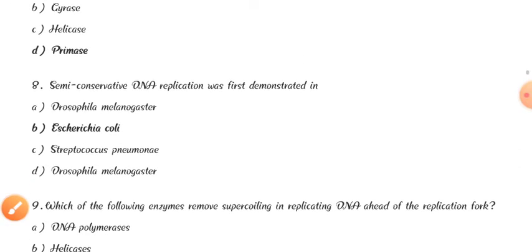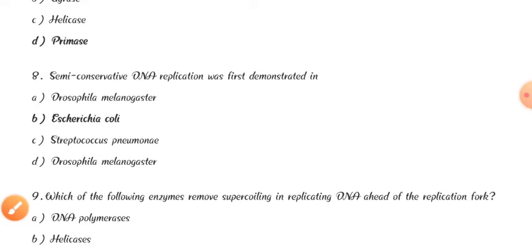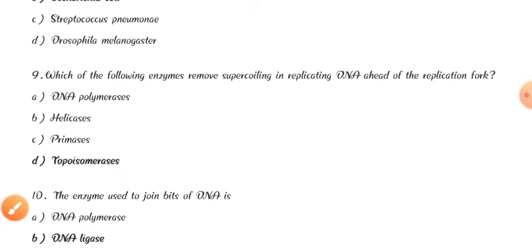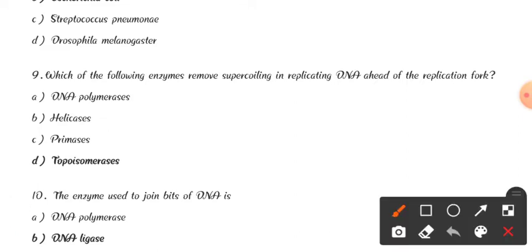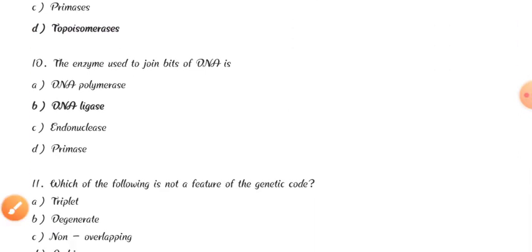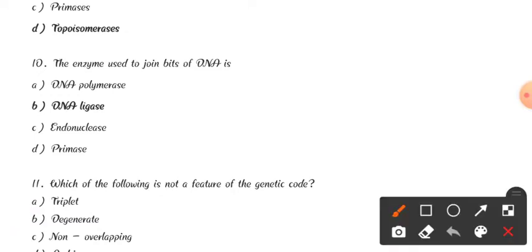Now next question number 8, semi-conservative DNA replication was first demonstrated in E. coli bacteria, Escherichia. Option B is the correct answer. Now question number 9, which of the following enzymes removes supercoiling in replicating DNA ahead of the replication fork? So option D friends, that is topoisomerase, is the correct answer. Okay, now next question number 10, the enzyme used to join bits of DNA is option B, DNA ligase, the correct answer.